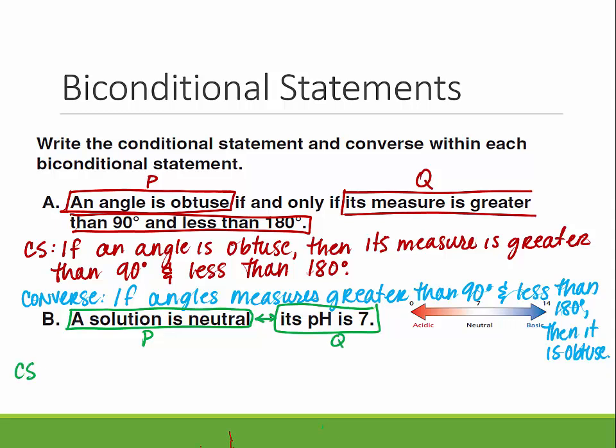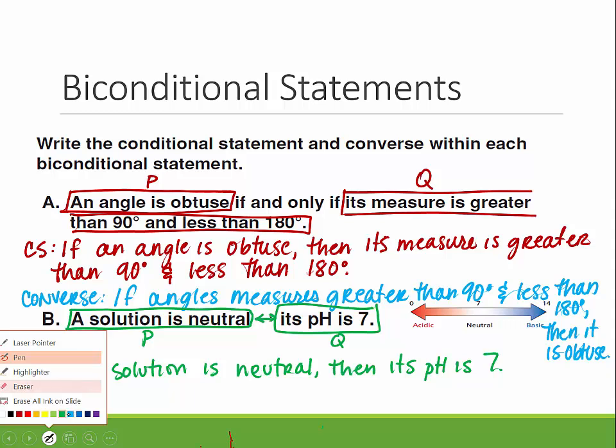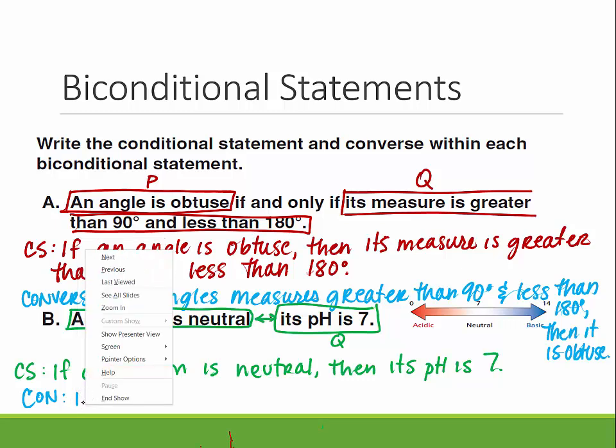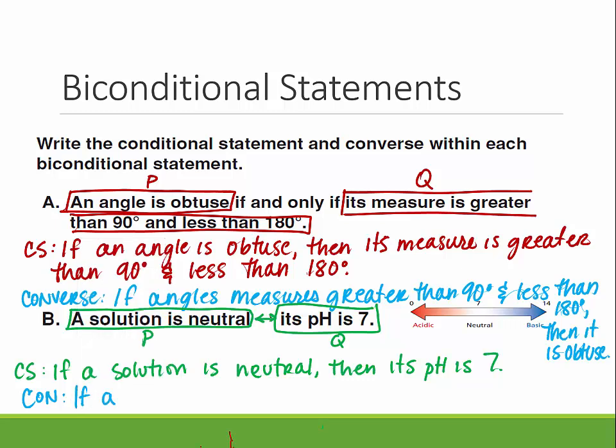So our first conditional statement says if a solution is neutral, then its pH is 7. The converse of this would be the other way around. If a solution's pH is 7, then it is neutral.